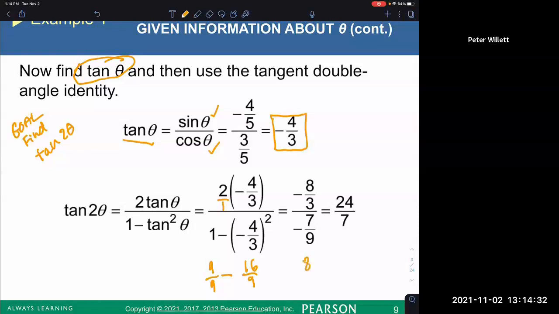And 8/3, if you're dividing by 7/9, then you would change the division to multiplication of the reciprocal. So that would give me 8/3 times 9/7. And 3 goes into 9 3 times. So on the top, I get 8 times 3 is 24. And on the bottom, I have 1 times 7, which is 7.